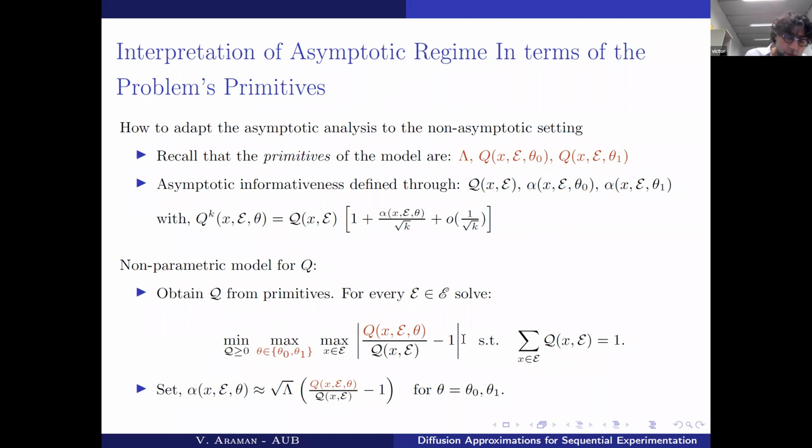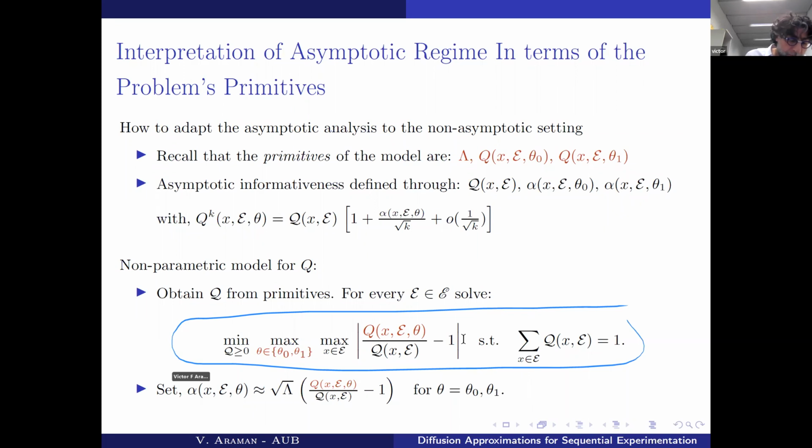All right, so we need to solve this optimization problem, and we verify that in fact it has a nice property with respect to the problem we have, and then we can come up with alpha, also with respect to this lambda, the primitives of the problem Q, and the cal-Q that we obtain from that optimization problem.